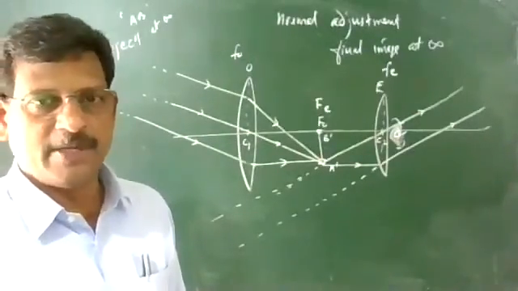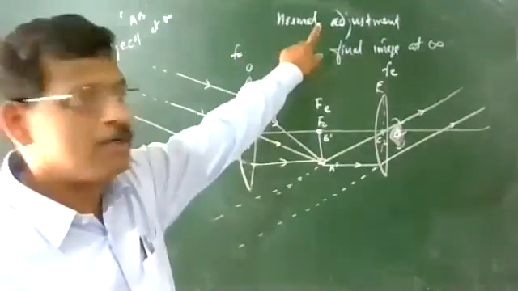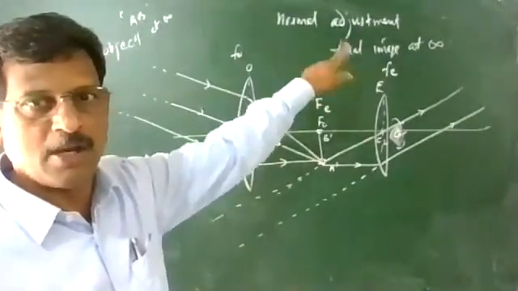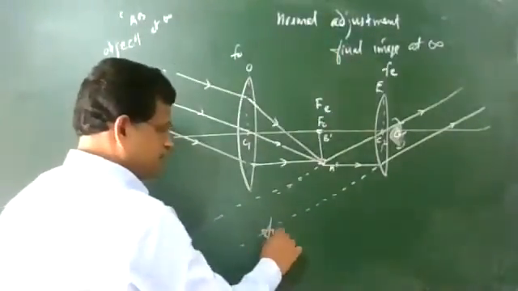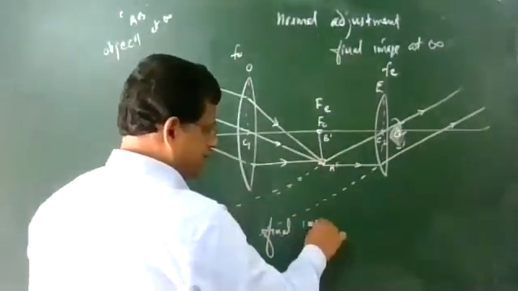So this is the ray diagram of the astronomical telescope in the normal adjustment. Final image at infinity.